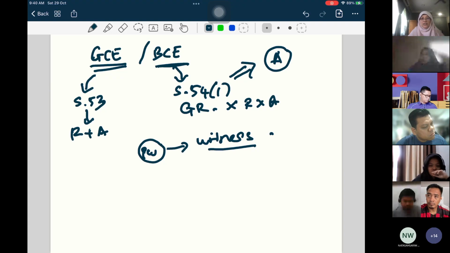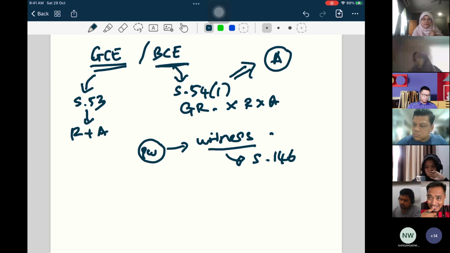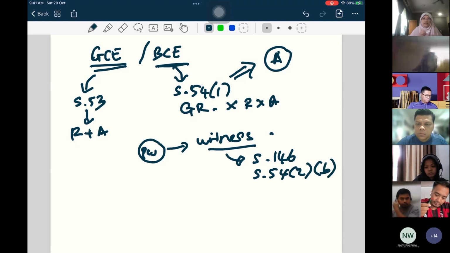So adakah maksudnya dia boleh cakap macam-macam pasal character of the witness? Yang ini nanti kita akan tengok dia tak boleh. Bukan senang-senang juga. Nanti kita akan tengok di bawah section 146. Ya, maknanya boleh tak you musnahkan character of the witness, 146, dan kita akan cross refer juga dengan section 54 sub 2 sub B. Get the picture?